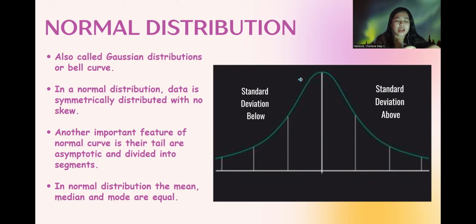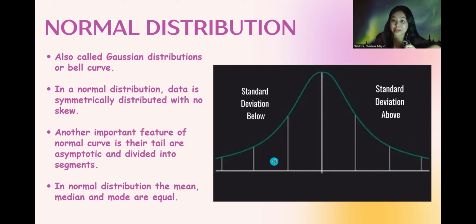Now in a normal distribution, data is symmetrically distributed with no skew. Meaning they are symmetric. If I fold this side onto this side, the same shape appears. Another important feature of a normal curve is that its tails are asymptotic. Asymptotic means the curve approaches closer and closer to this horizontal line, but it is not going to touch it because there are values so on there.